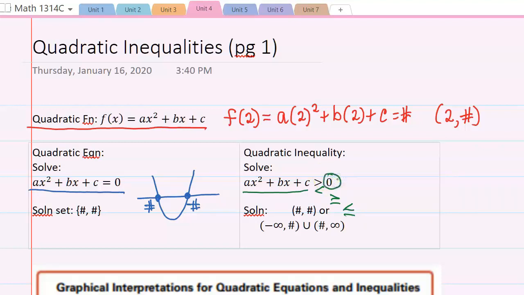Another way to see this graphically is to ask, for what x values is the graph of the quadratic function at, above, or below the x-axis, depending on the inequality symbol. The solution for quadratic inequalities will be the intervals of x values.